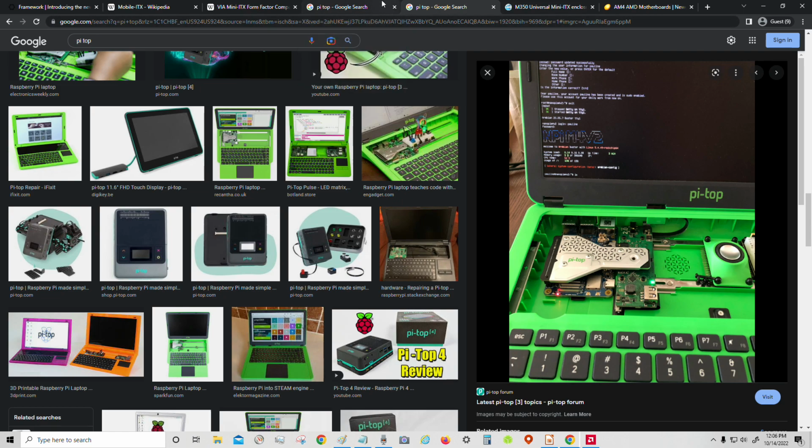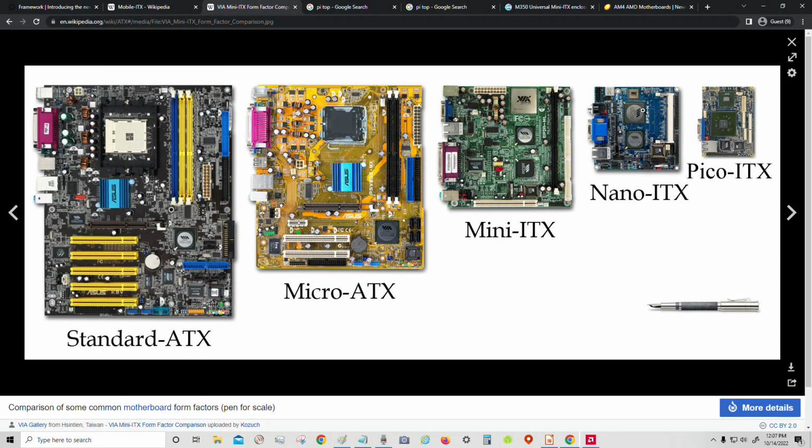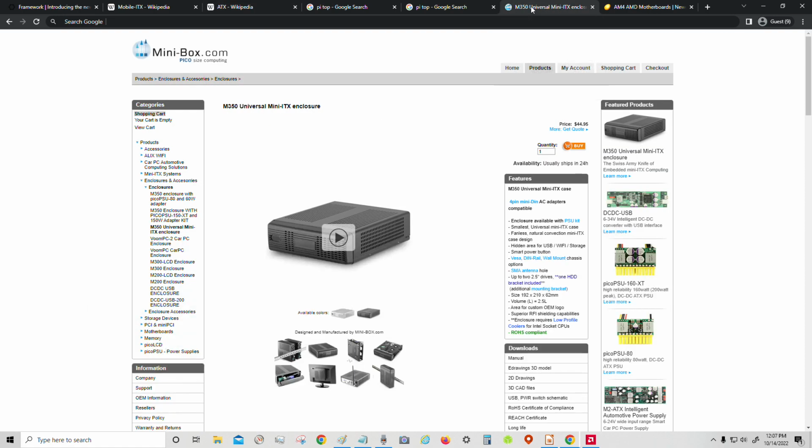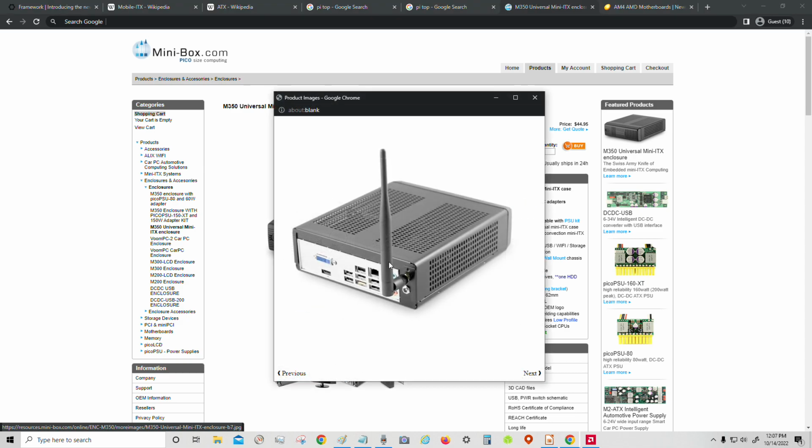So I'll go more into that later. I just wanted to cover the overview of standard form factors and why I think they're really beneficial to single board computers. This is another design. I actually have one of these.